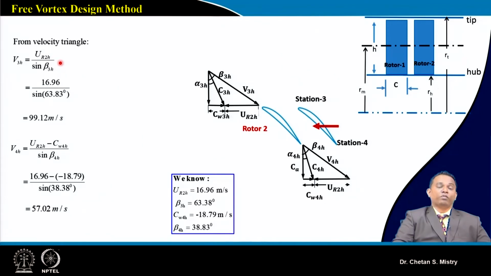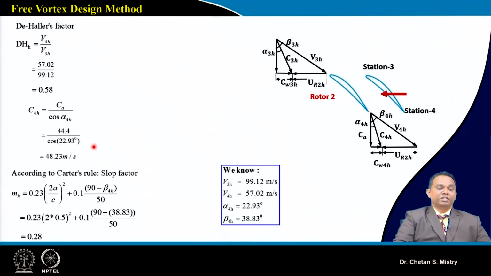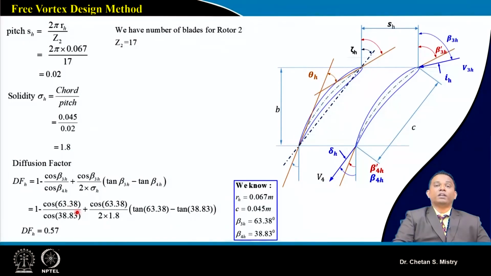We can calculate our relative velocity components. My V3 and V4 can be calculated based on our velocity triangle. Once we calculate this, it will help us calculate the de Haller's factor, which comes to 0.58. Now, in order to calculate our diffusion factor, we will do our calculation for the slope factor. That comes to 0.28 for the hub, and the diffusion factor comes to 0.57.